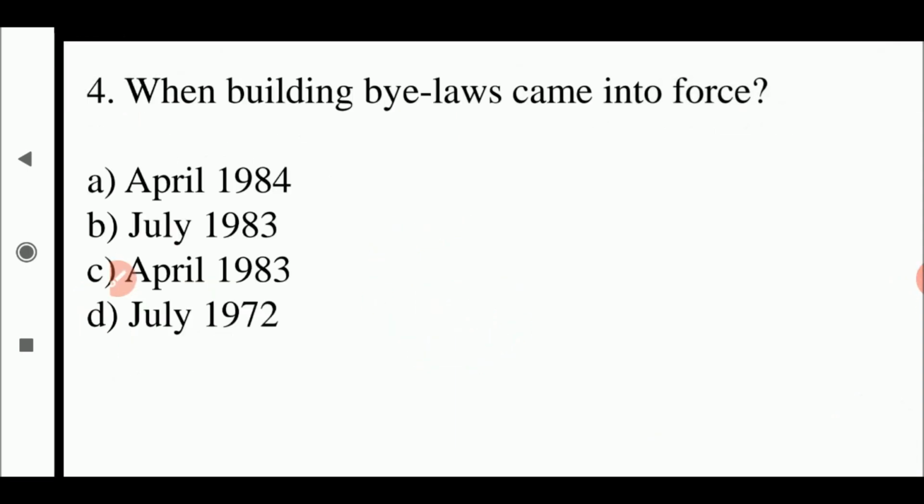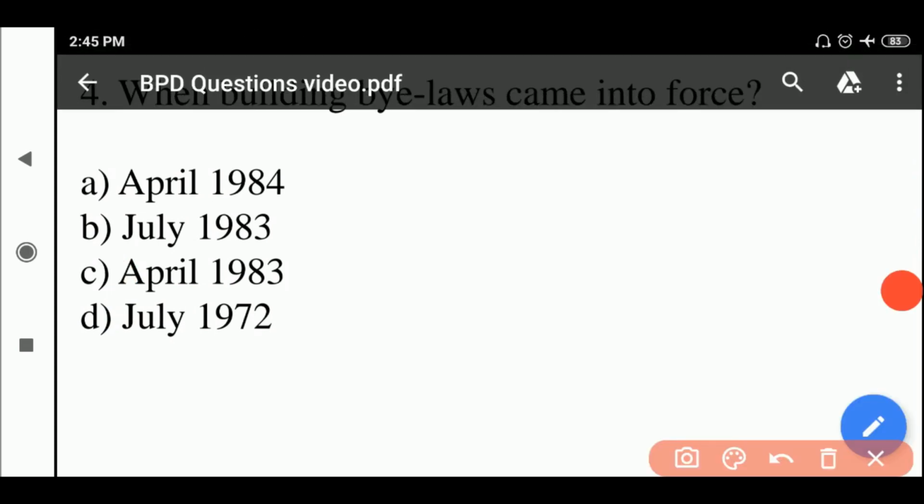Next objective, when did building bylaws come into force? April 1984, July 1983, April 1983, July 1974. So the correct answer is April 1984, that is option A.